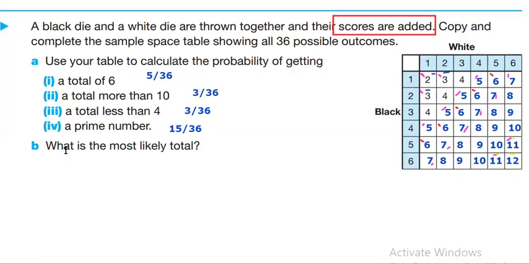And then the last question, what is the most likely total? When we look at the sample space table or sample space diagram, we'll notice that the 7 is the most likely total. So the 7 is the most likely total. And this is how you answer a question like this. Now let's move on to the next question.